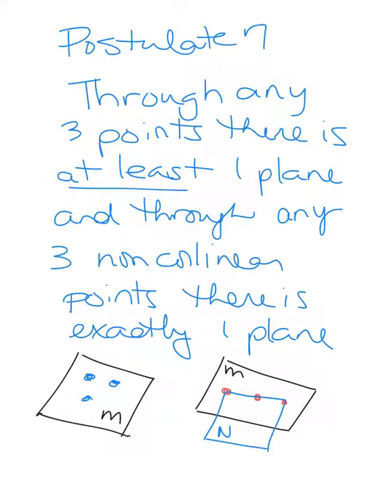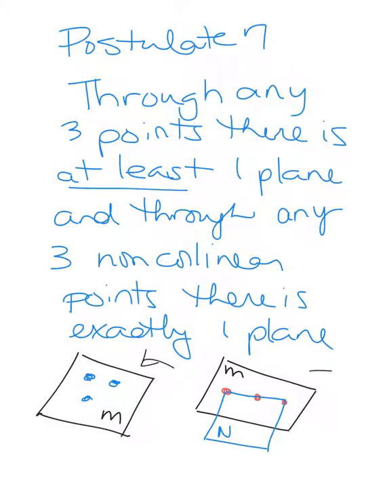The next postulate deals with points and planes. It says through any 3 points, there is at least one plane, and through any 3 non-collinear points, there is exactly one plane. So in the first example to the left, I have 3 non-collinear points, so therefore I could only get one plane out of those.